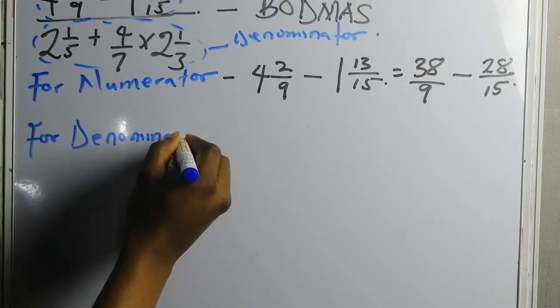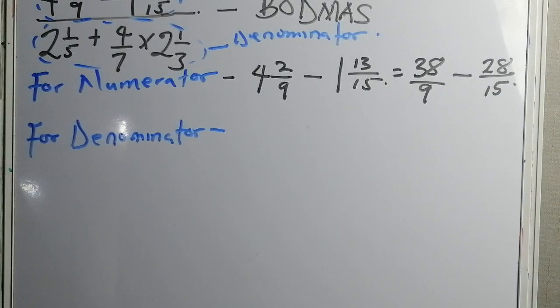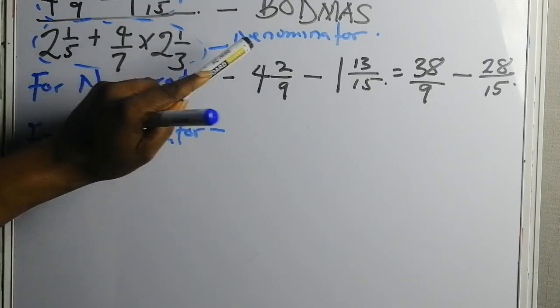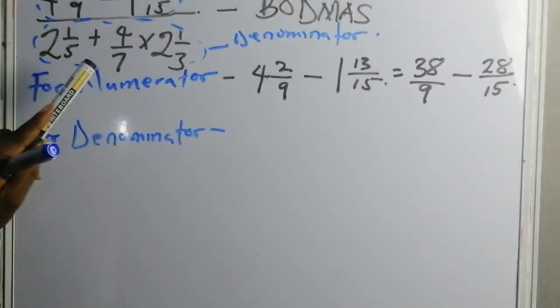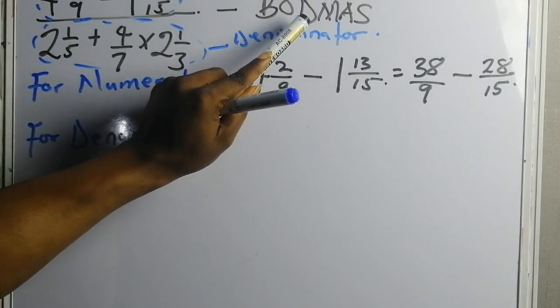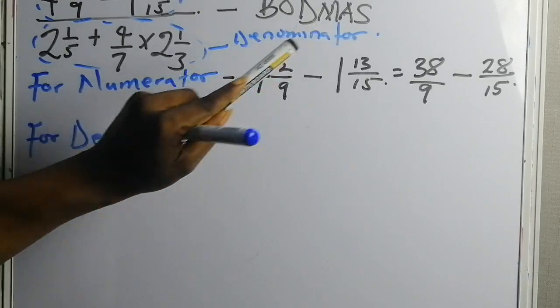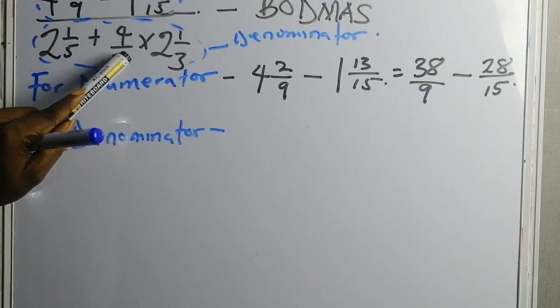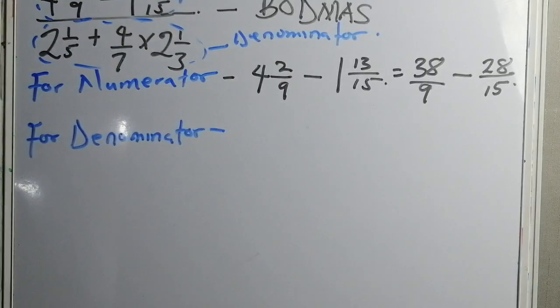For the denominator, what do we have? Look at it very well, BODMAS. Is there a bracket here? No brackets. Is there of here? No of. Is there division here at the denominator? No division. Is there multiplication? There's multiplication. So you take care of the multiplication first before you move towards addition.